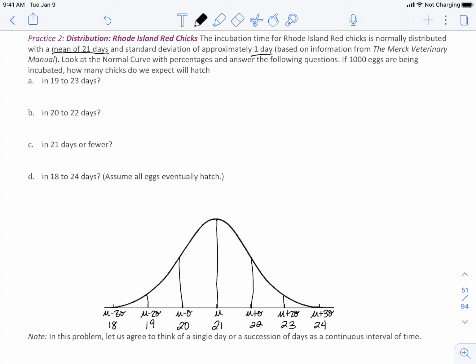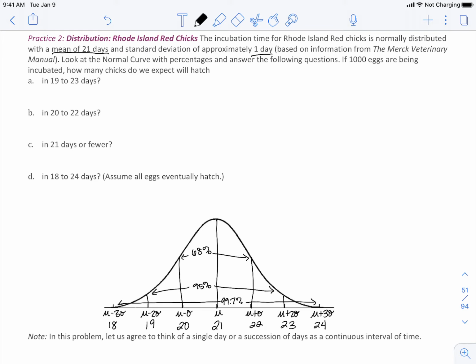Okay, so remember, within 1 standard deviation, this is 68%. Within 2 standard deviations, we have 95%. And within 3, we have 99.7%. Okay, A says, how many chicks would we expect to hatch in 19 to 23 days?